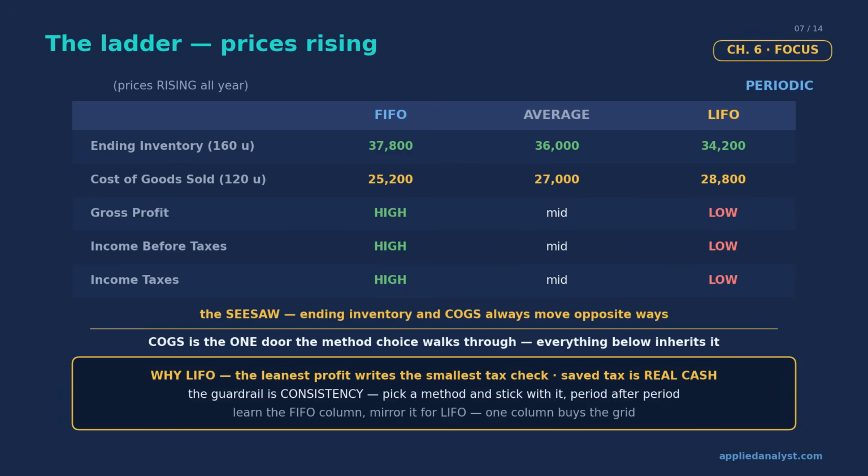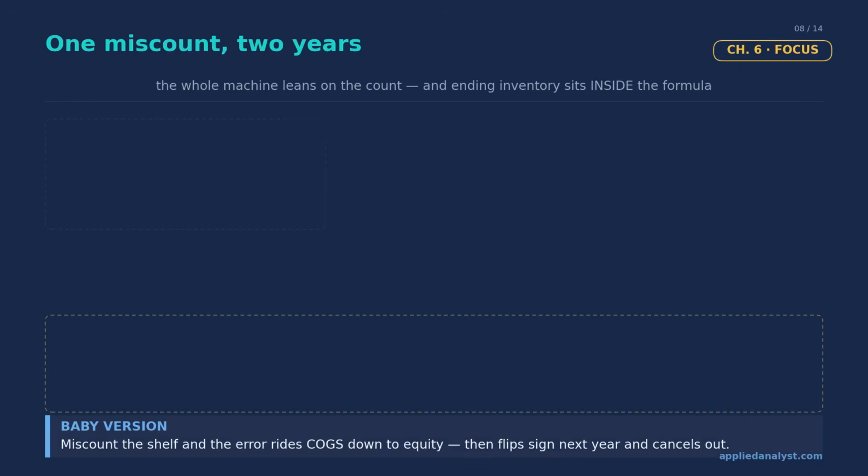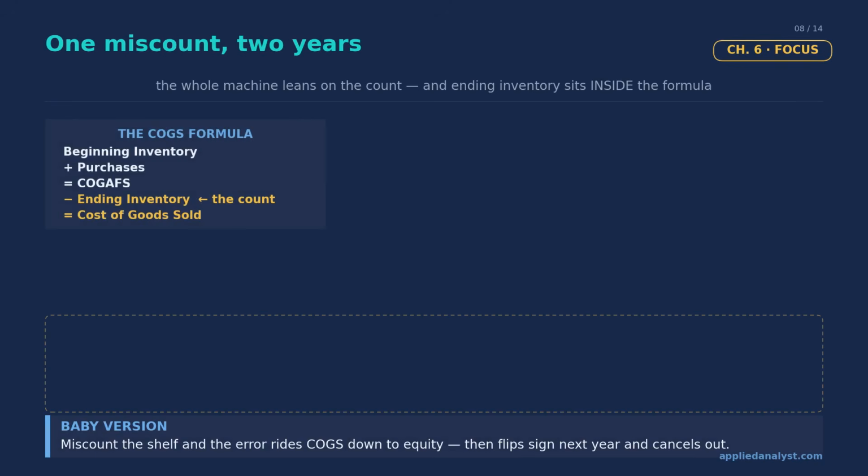The guardrail is consistency. Pick a method and stick with it, or your own trend line turns to garbage. Learn the FIFO column and mirror it. One column buys the grid. One warning before the estimation tools. This whole machine leans on the count, and a miscount rides the formula all the way down.